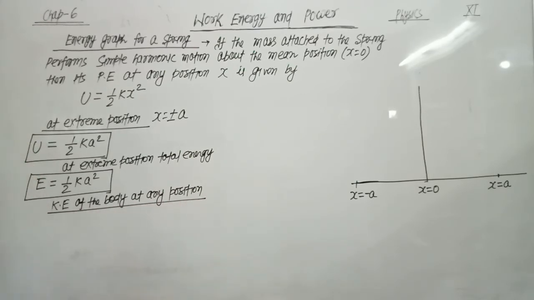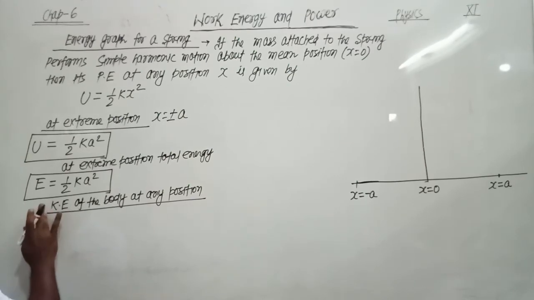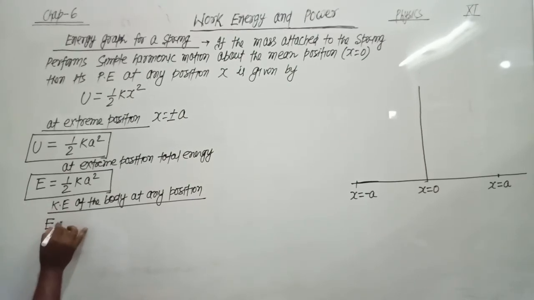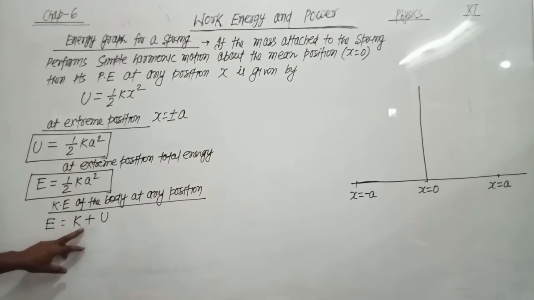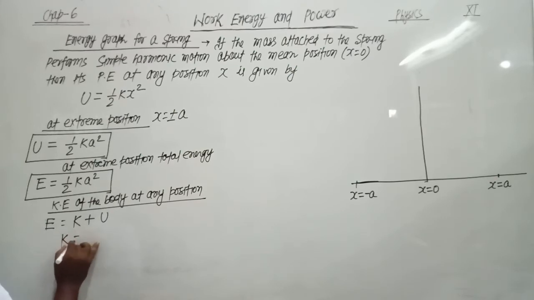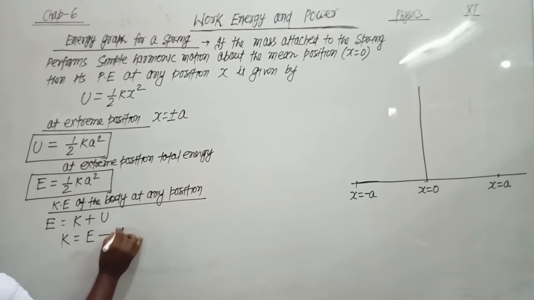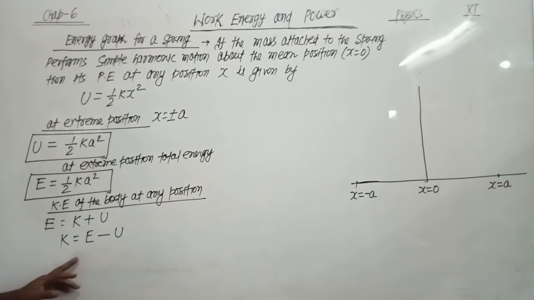Kinetic energy of the body at any position. Total energy E is equal to kinetic energy plus potential energy. So the value of kinetic energy K equals total energy minus potential energy.